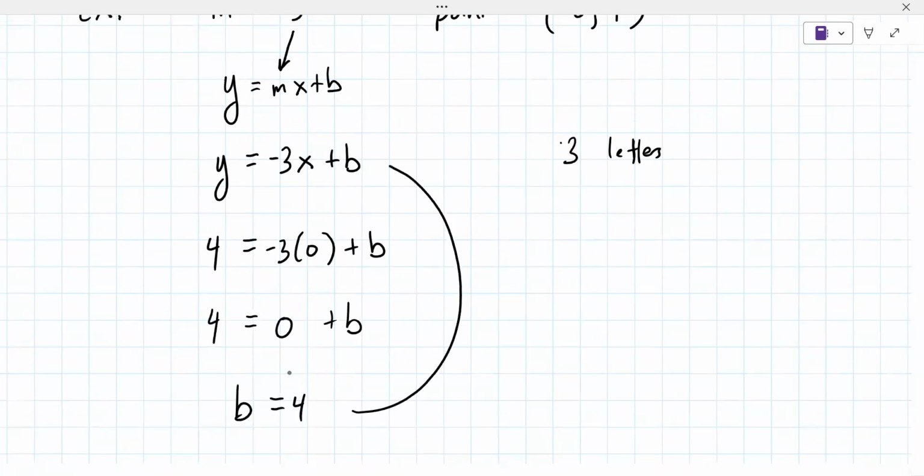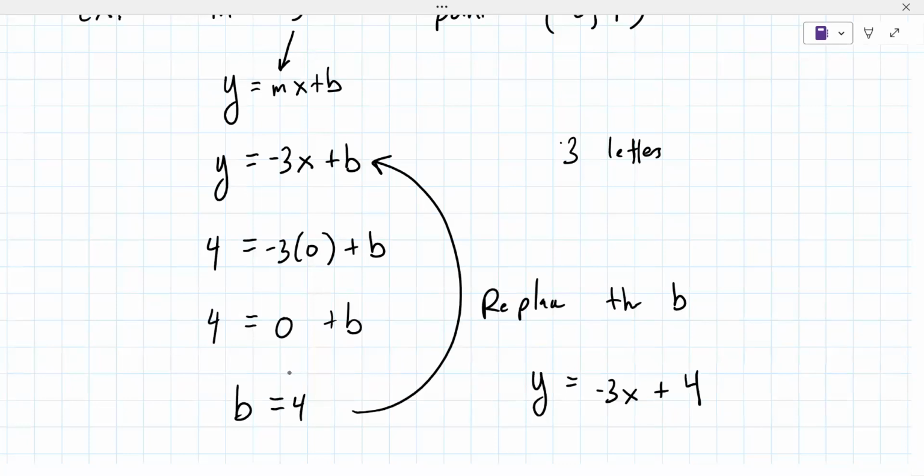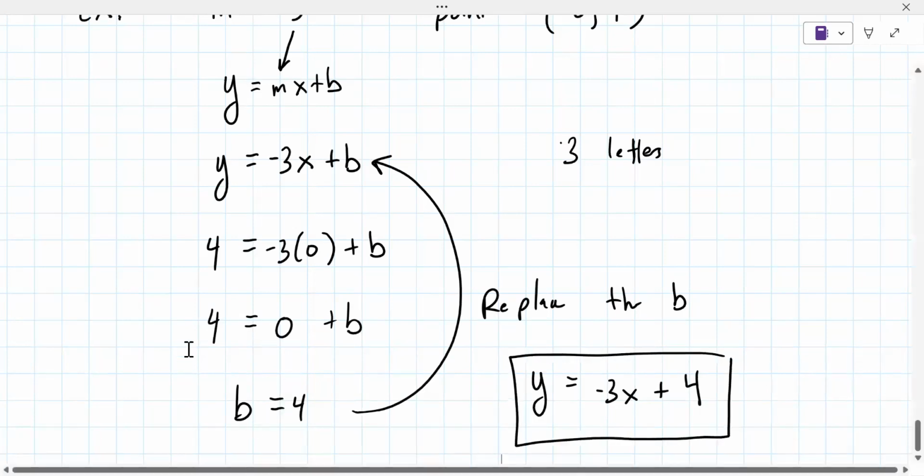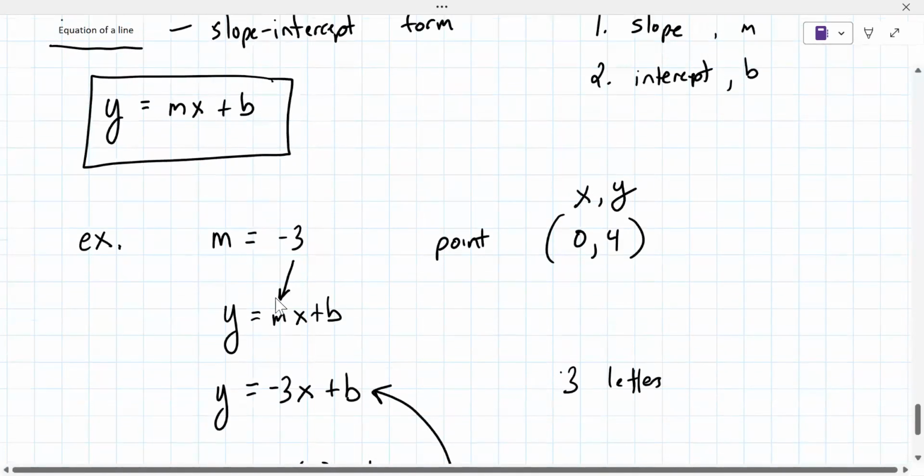You go back to this line right here and you replace the B. So this becomes Y equals -3x plus 4. And is that the final answer? That's the final answer. So you kind of solve it, but then you unsolve it.